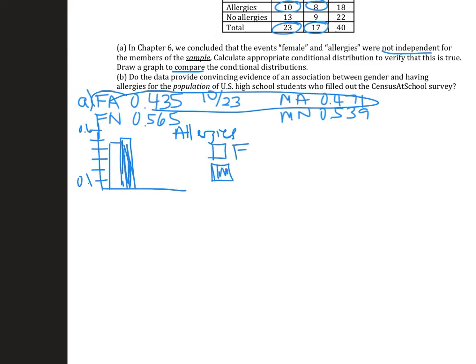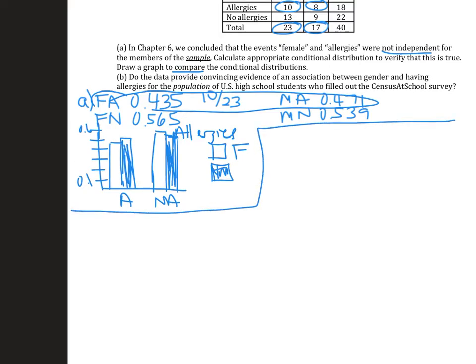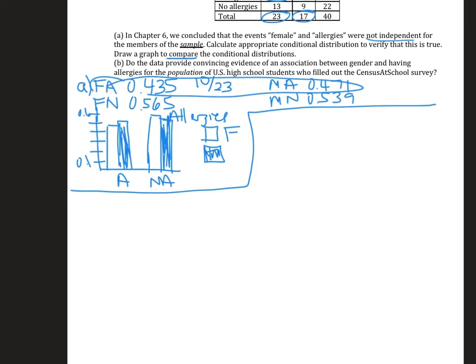Female, male. Over here, female with no allergies is 0.56. This is allergies, and this is no allergies down below. And then the males were just a teeny bit smaller, and color that in. So there's a bar graph to just describe it. That's really not what this chapter is about, but sometimes they ask you to do both, so it's nice to have a little review. Now part B, we're going to do a test.